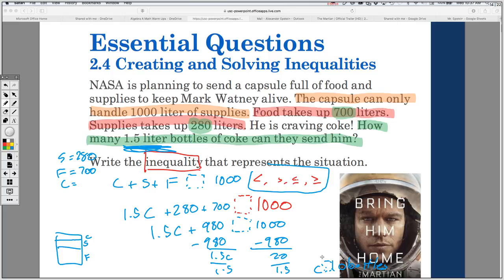So now I know that, let's change the color. I know that this is going to be less than or equal to. Okay? So the equation to start would be C plus S plus F is less than or equal to 1,000.